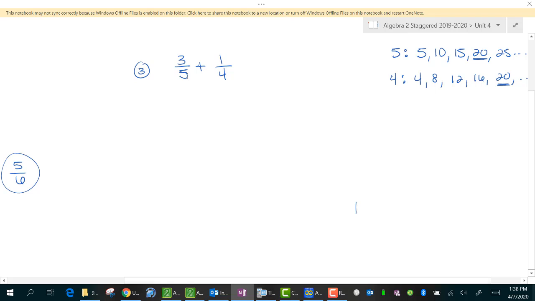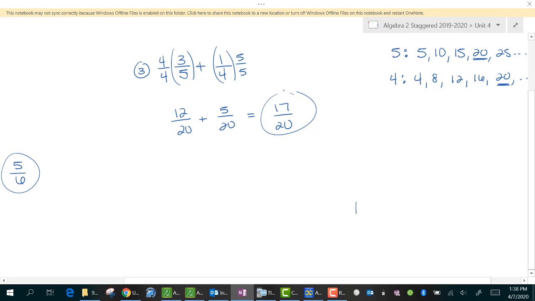In order to make my denominators both 20, on the left-hand side, I'm going to multiply by 4/4. On the right side, I multiply by 5/5. The reason we multiply both numerator and denominator is because 5/5 is equivalent to 1, so I'm not changing the value of this number. Then I simplify this. 4 times 3, I get 12/20 plus 5/20. I add those together to get 17/20.